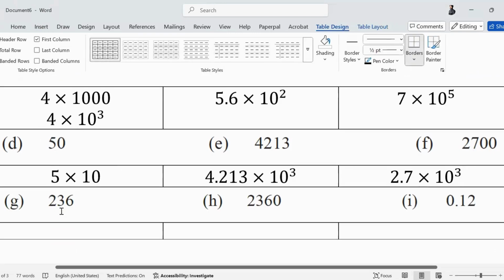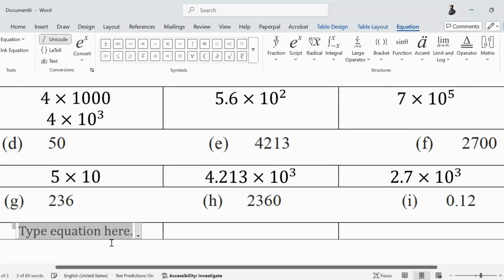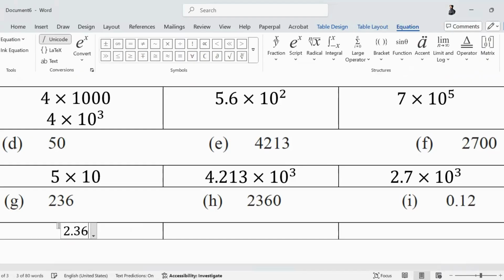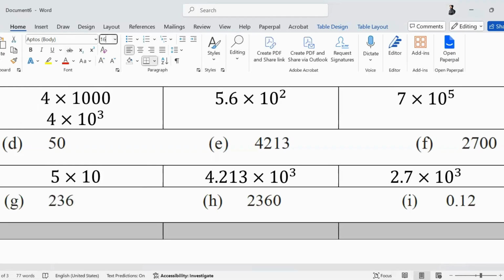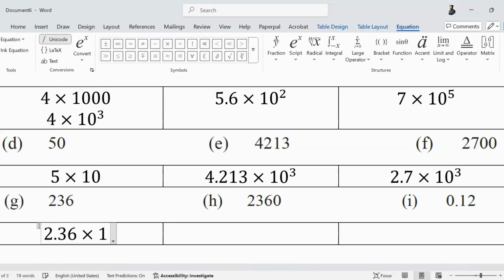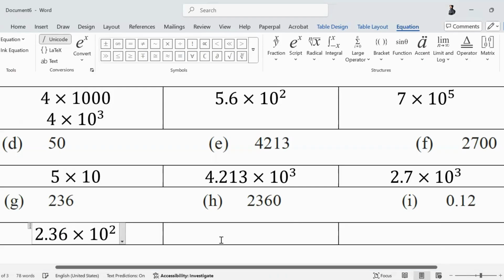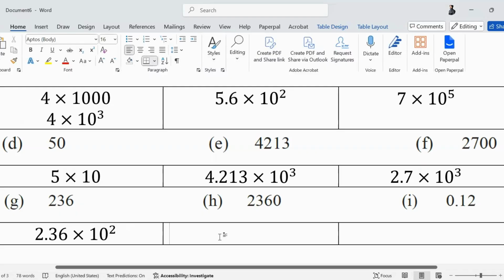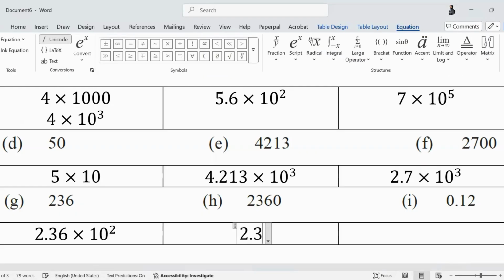236. Why 2.36? Why change the value right now? We are not trying to round off anything. So please make sure you're not rounding off right now. 2.36 exponent 2. What about this one? Again 2.36. So what is the exponent now? 3. If I write 2.36 or 2.360, do they mean the same thing? It is the same, isn't it? So why write a 0 if we know numerically?